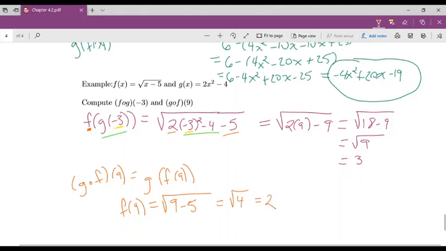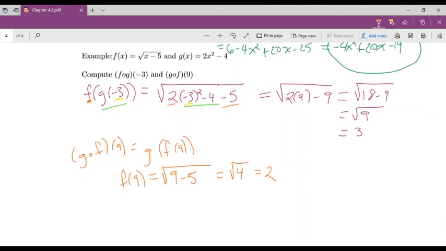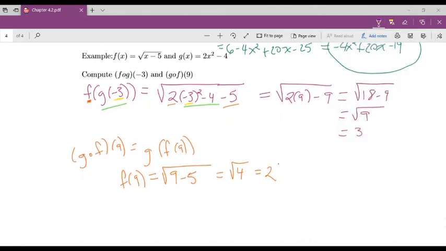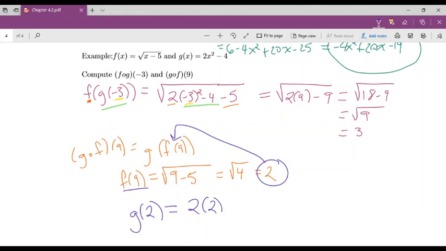Now I'm going to take this 2. Because it's equal to f of 9, I'm going to put it right here in place of f of 9. So that what I get is g of 2. So now all I have to do is plug this 2 into this g function. So I get 2 times 2 squared minus 4.